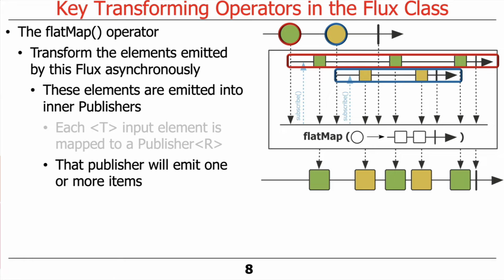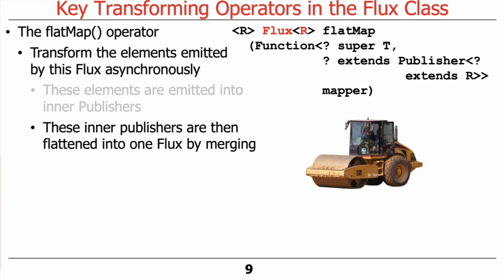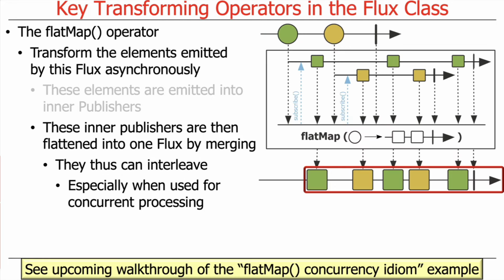And this gets into one of the key things that's important about flatMap. Unlike map, where it's a one-to-one input and output, flatMap can be one to many or many to one or whatever. You can get much more flexibility. The inner publishers that are emitted are then flattened into a single flux via merging. And this should sound very familiar to you because it's very much like what flatMap does in Java streams.